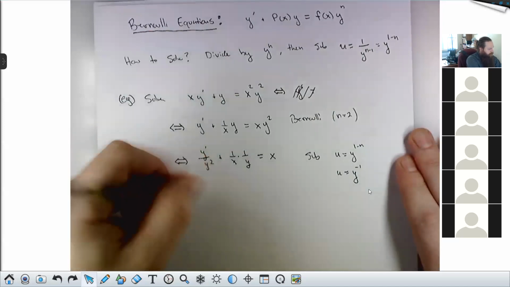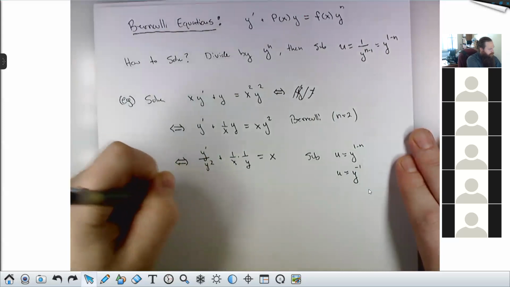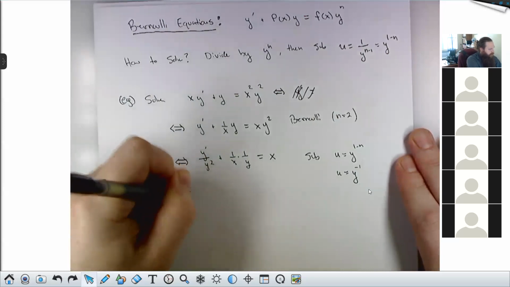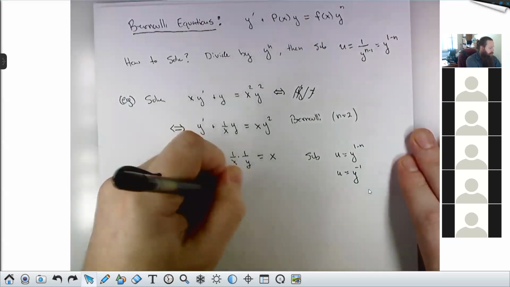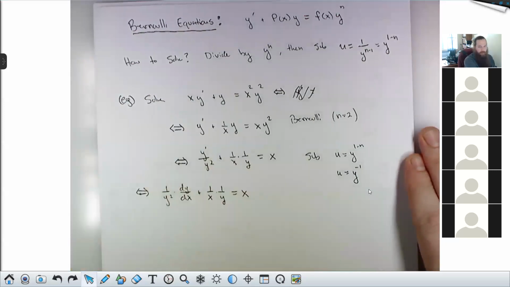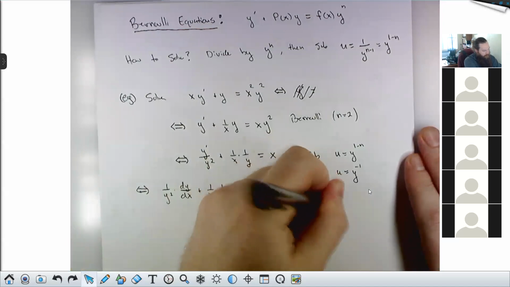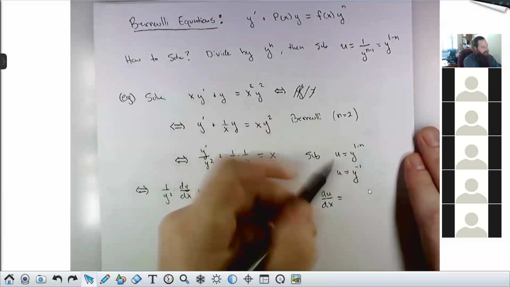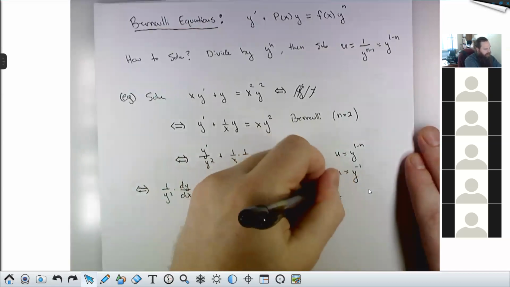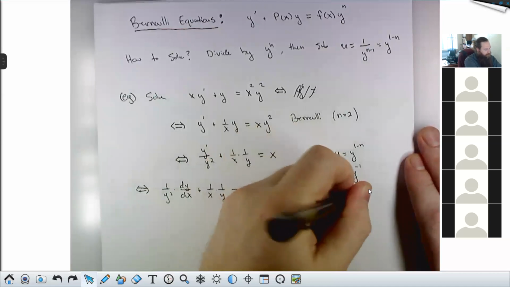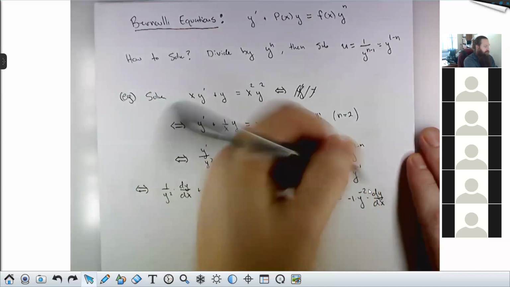So maybe I'll rewrite this in terms of the Leibniz notation as 1 over y squared times dy dx plus 1 over x times 1 over y equals x. And then we're going to calculate du dx using the chain rule. I take the derivative here, and what we're doing is really implicitly differentiating. du dx is -1 times y to the -2 times dy dx.